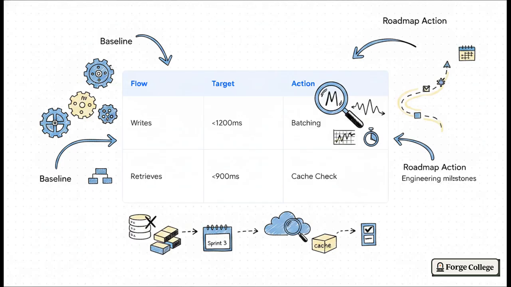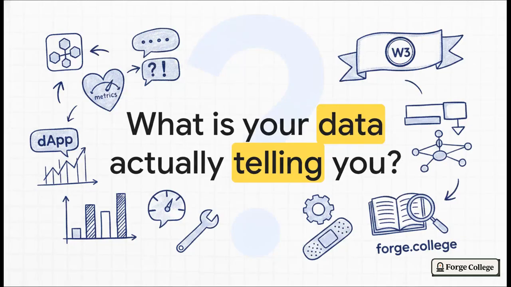So, if writes miss the target, our operational contract dictates that we prioritize batching in Sprint 3. It's brilliant because it makes your entire strategy totally accountable and links every missed target to an evidence-driven action on your roadmap. So, I want to leave you with this somewhat provocative thought.